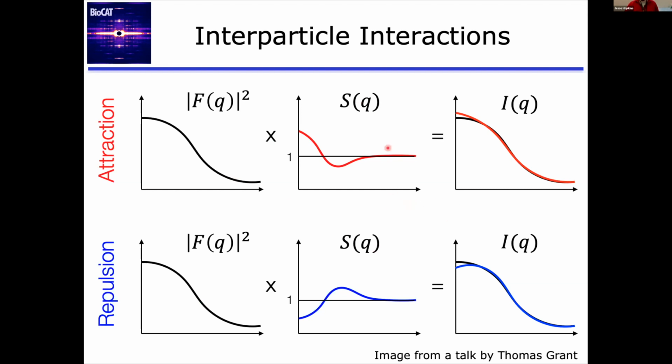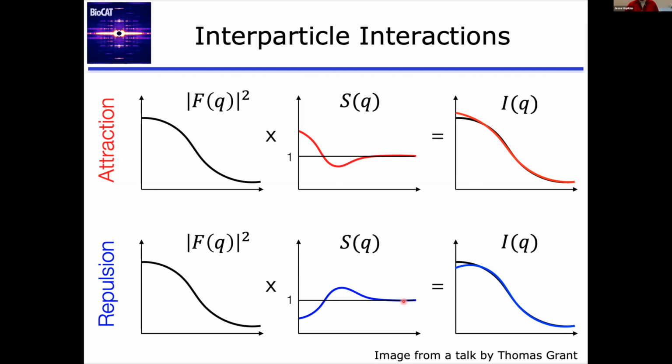You can kind of see this here where you have the overall form factor, the shape, and then you have this structure factor term that's either attractive or more typically repulsive. And when you multiply those two together, you get the overall Q dependence of the scattering profile, and that leads to either an uptick or downturn. There are also more subtle changes in the region out here, and this is the kind of thing that you'll see there.